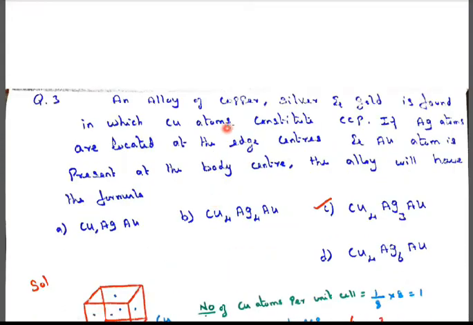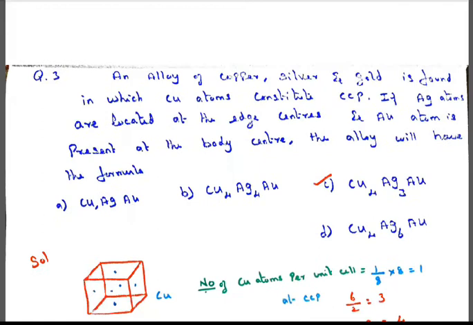Let us see the next question. The third one: an alloy of copper, silver and gold is found in which copper atoms constitute cubic close packing, CCP. CCP or HCP is nothing but face-centered cubic. Silver atoms are located at the edge center, and the gold atom is present in the body center. The alloy will have the formula: CuAgAu, Cu4Ag4Au, Cu4Ag3Au, or Cu4Ag6Au.